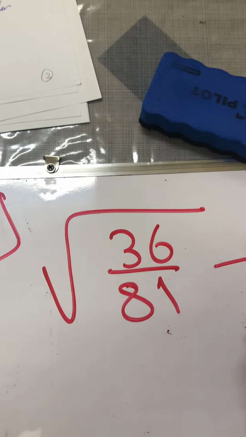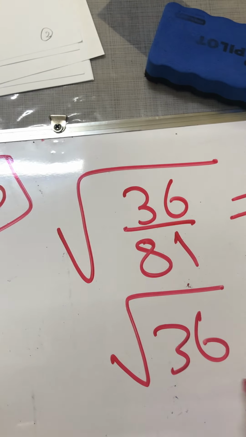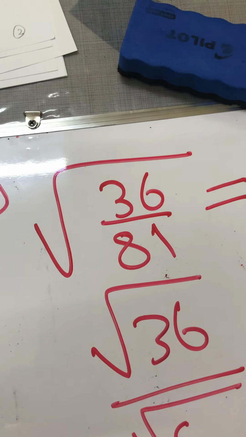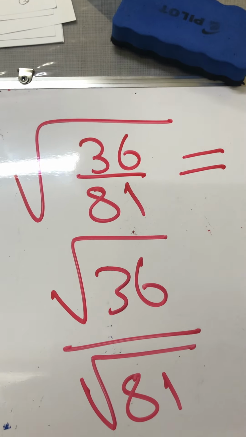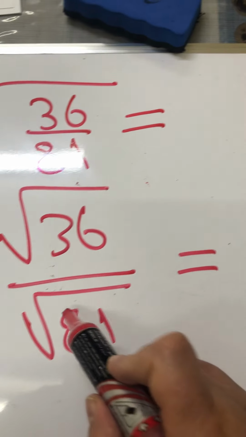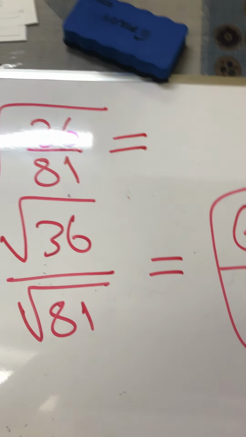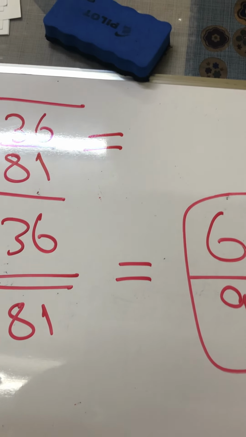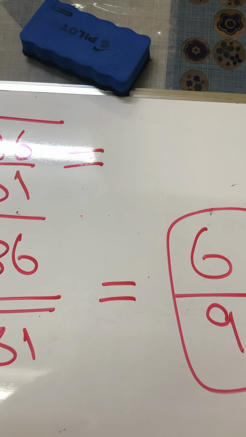I said to you, we can write it as square root of 36 over square root of 81. And now find the answer. What is the square root of 36? It is 6. What is the square root of 81? It is 9. So the answer is 6 over 9.